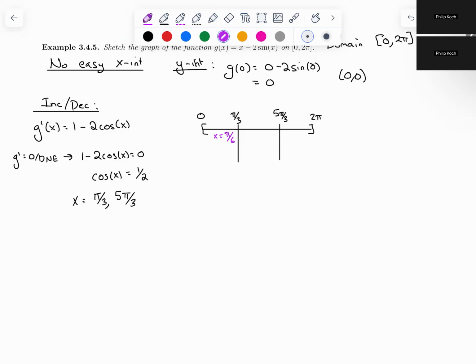But I would recommend a very, very useful number between pi over 3 and 5 pi over 3 would be pi. And then between 5 pi over 3 and 2 pi, there's only one I can think of, which would be 11 pi over 6.